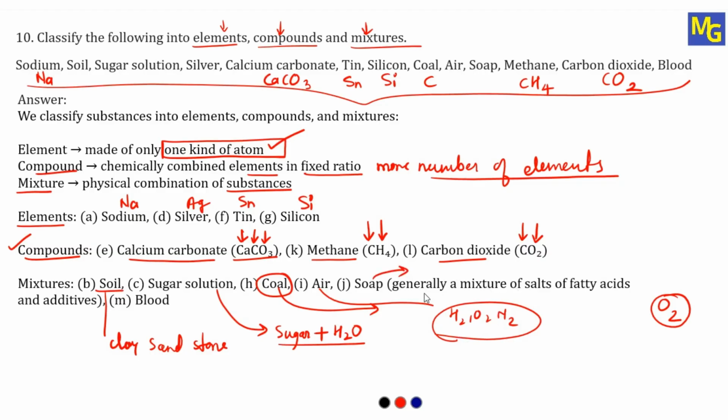Then comes soap. Generally, soap is a mixture of salts of fatty acids and additives. When we prepare soap, we mix salts of fatty acids, some bases, some coloring agent, some flavoring agent, etc. So all these additives will be added. That's right, it's a mixture. And next is blood. Blood is also a mixture because in blood we can see hemoglobin, plasma, RBC, WBC, etc. All are mixed in the blood, and that's why this also comes under mixture. So here we have classified all the given things into elements, compounds, and mixtures. After this, we'll move to the next question.